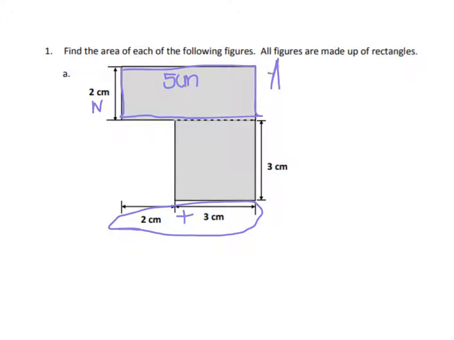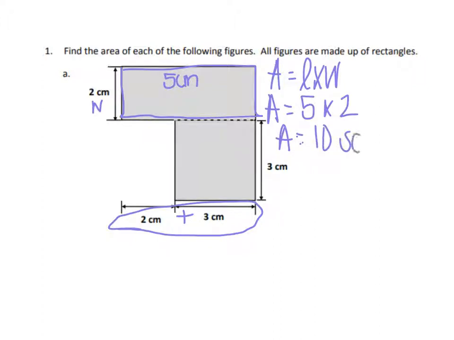So now I'm going to figure out the area of the purple rectangle. A equals length times width. A equals 5 times 2. A equals 10 square centimeters for the purple rectangle.